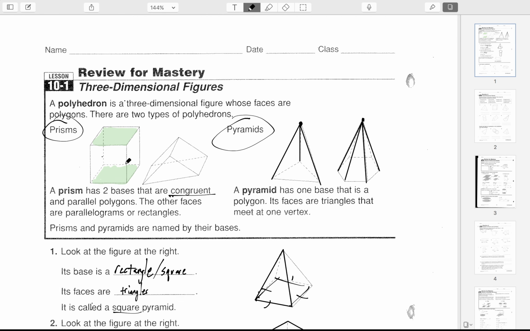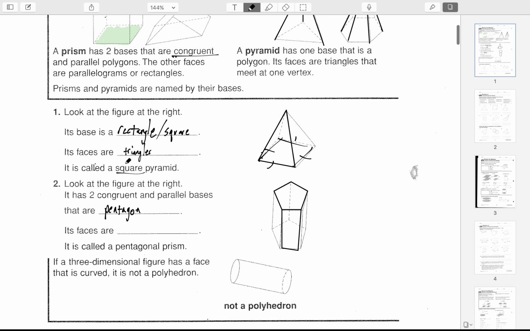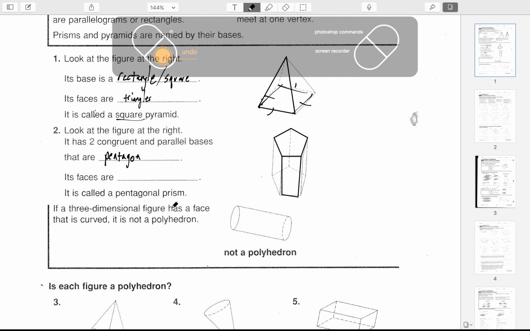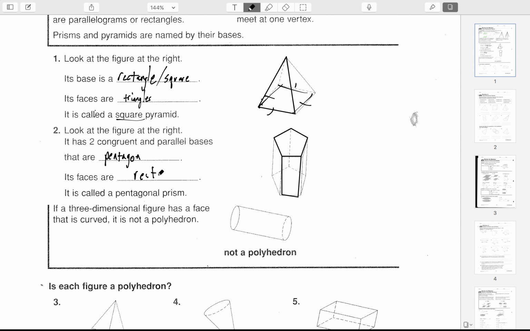is it a prism or a pyramid? Well, this would be a prism. So since the faces are rectangles, the notes call this a prism. So this is called a pentagonal prism. If a three-dimensional figure has a face that is curved, it is not a polyhedron.